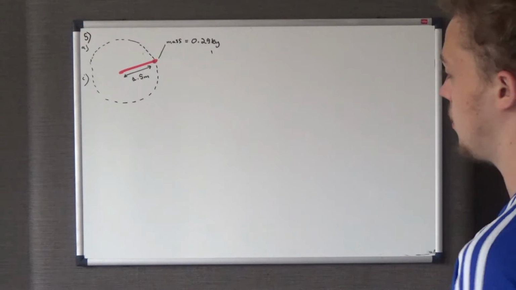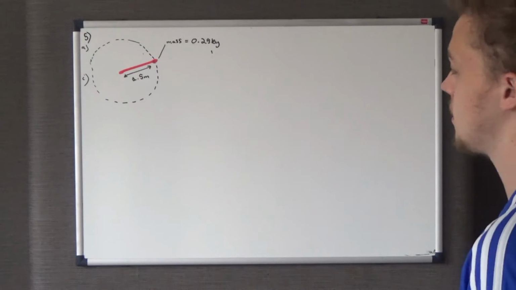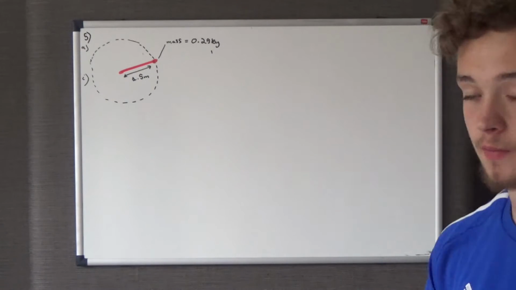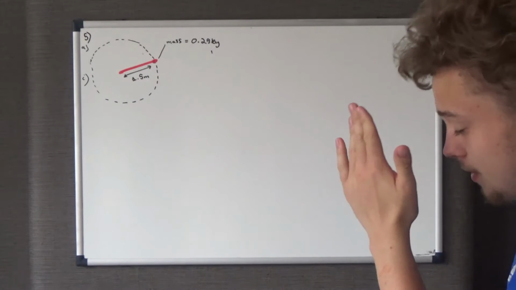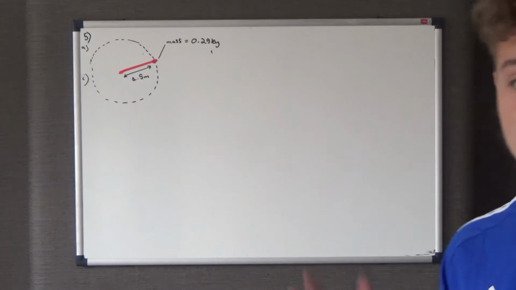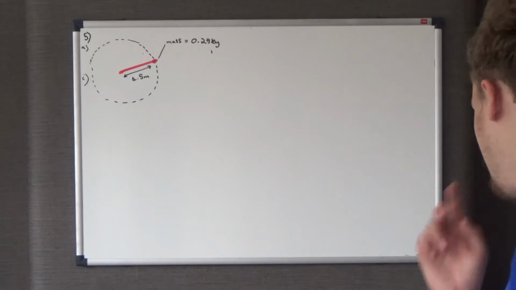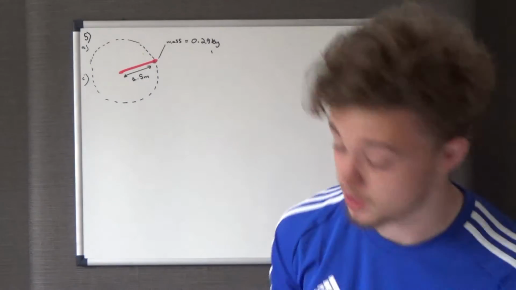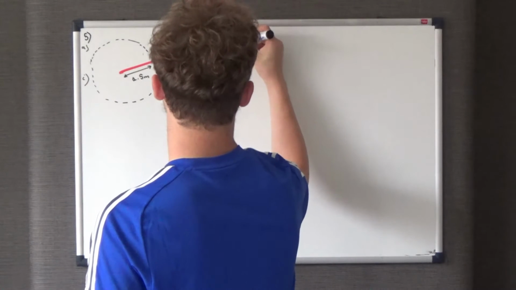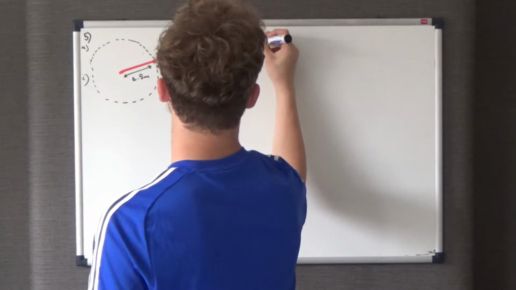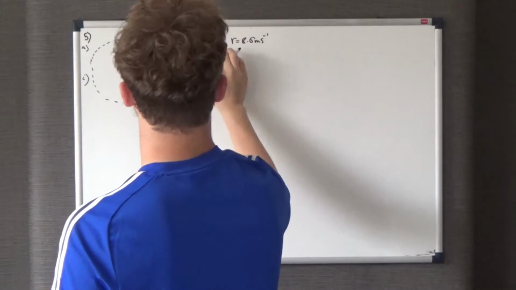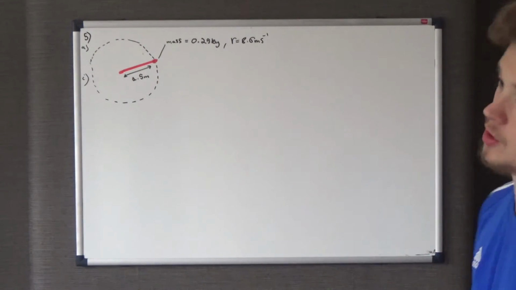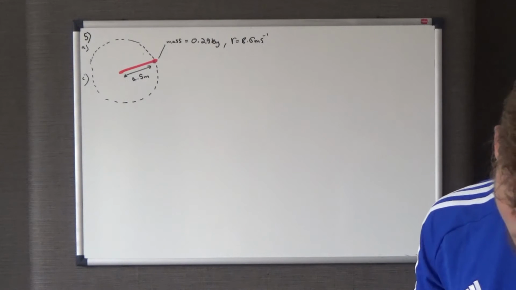So, what we're given is this object of mass 0.25 kilograms with a radius of 1.5 meters, okay? And I've rubbed off the velocity, but we're told that it was going at a constant speed of 8.6 meters per second. Okay, so you can tell it's going to be some kind of circular motion equation.